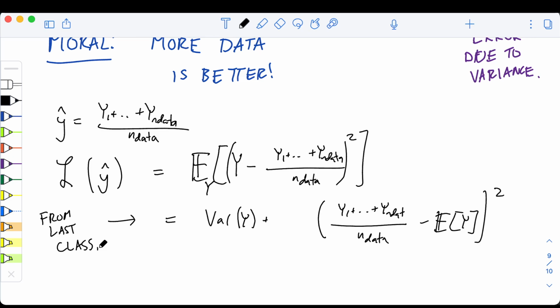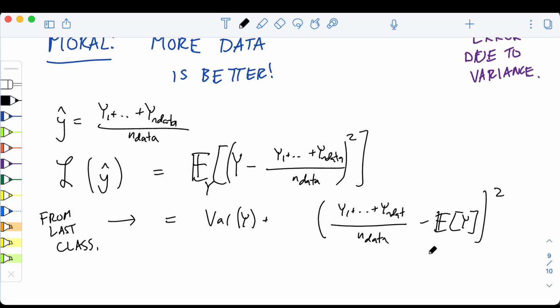This can be close, but not perfect. That's the loss. This is all from before. Now the thing to notice is that this thing depends on the data, right? So if the data comes out and you're lucky, then maybe this is very small. If the data comes out and you're very unlucky, then maybe this is very big.